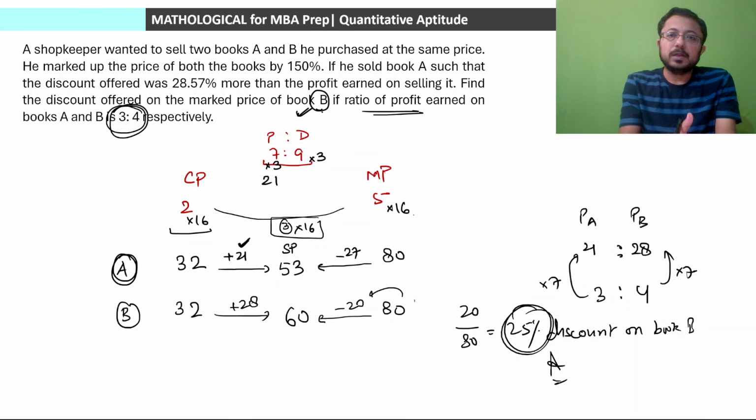Now this ratio of profit of book A and B is 3:4. 3 units का value 21 है, 4 units का value 28 हो जाएगा. तो 32 plus 28, 60 units should be selling price of book B, and hence 20 units का discount देंगे on 80 units. 25% will be our discount percentage value. Is that clear?